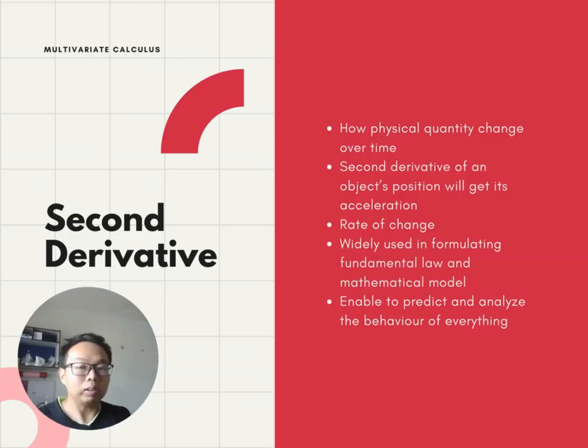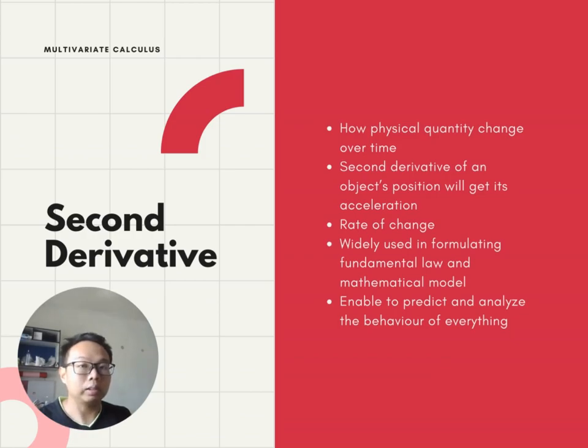So now, what is the second derivative? The second derivative shows how a physical quantity changes over time. In simple words, the second derivative is just the rate of change of the rate of change. Let's take an example: you are walking from one place to another place, and we take the derivative of the distance from your original place to the destination. We get the rate of change of the distance in each second, meaning how the distance changes in one second, and that is speed.